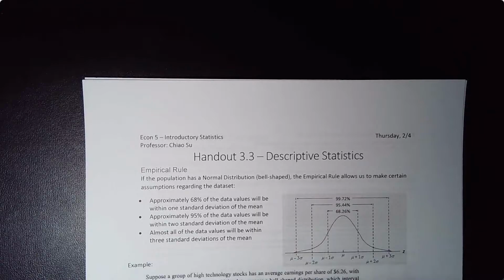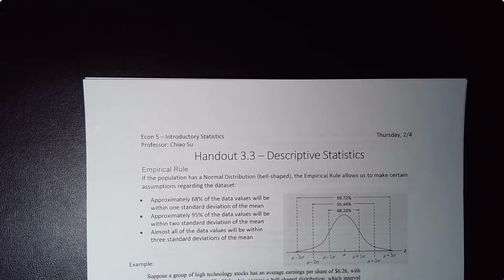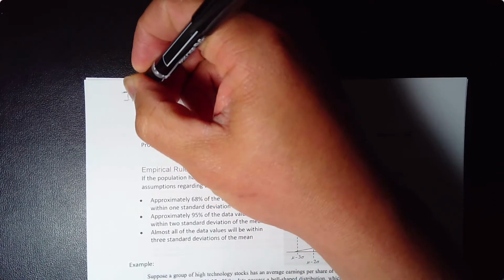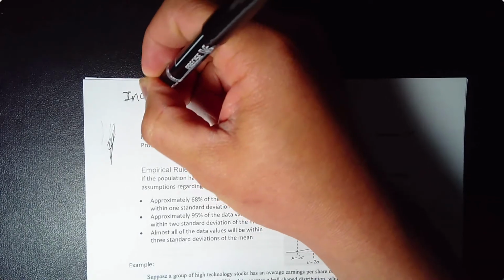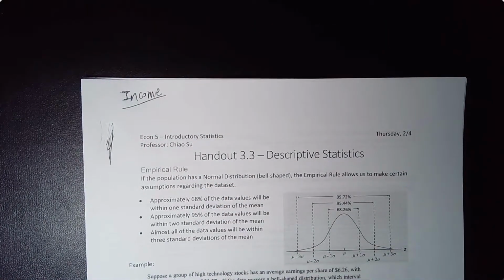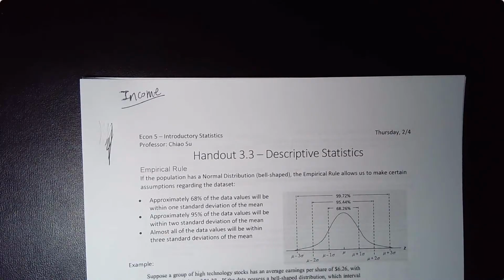Because at the end of the day, these are simply tools that we can use to describe something that is in reality, something that's in the world. So let's take, for example, income here. Now, how is income distributed? Let's say income of people in the Bay Area.